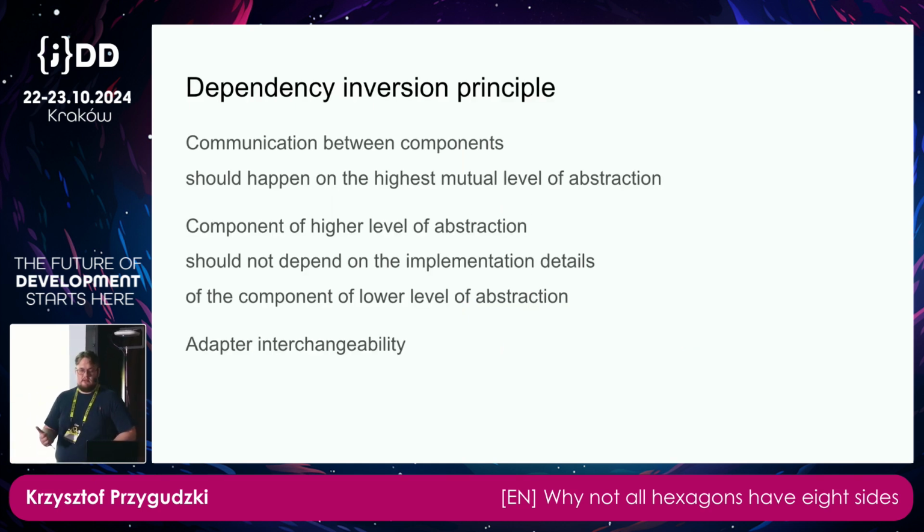So then we have this. We mentioned the dependency inversion principle before, and the pattern. But there's a difference between the pattern and the principle, right? And the crux of the principle is that. So here's the definition, basically. Communication between components should happen on the highest mutual level of abstraction, and a component of the higher level of abstraction should never depend on the implementation details of the component of the lower level of abstraction.